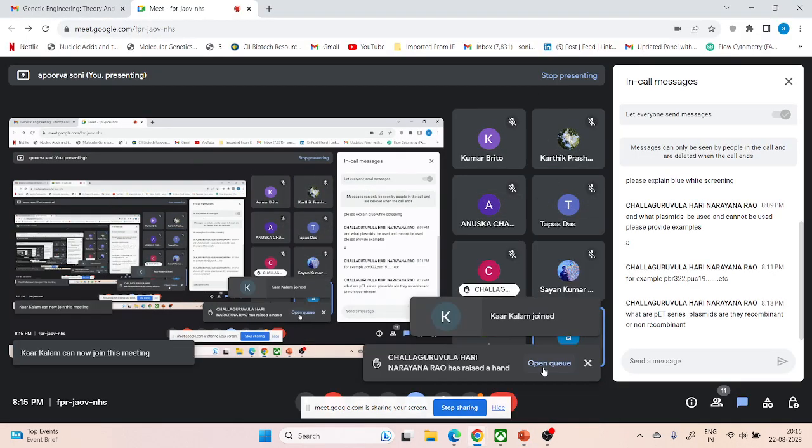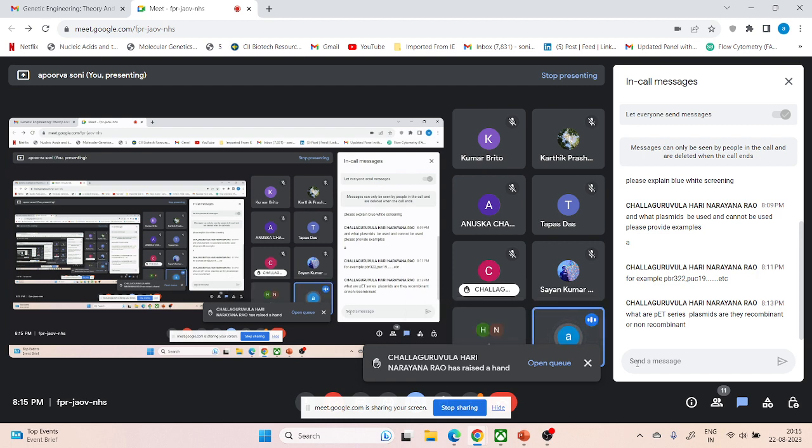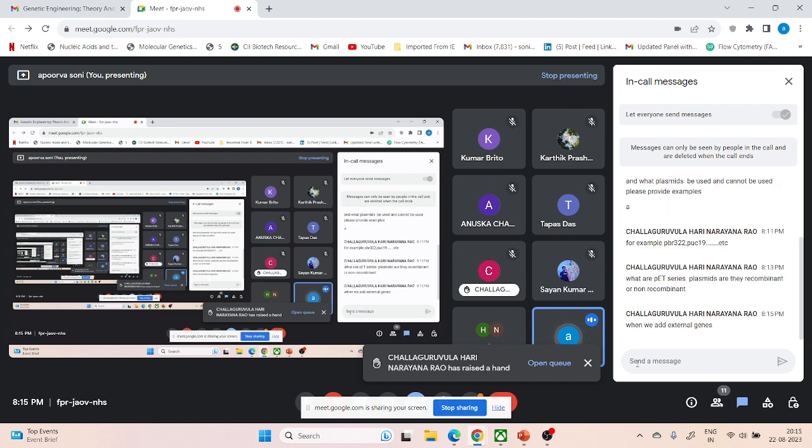What are pET series plasmids? Are they recombinant or not? So Narayan, what do you understand about recombinant and non-recombinant plasmid? When a plasmid will become recombinant, tell me. Any series of plasmid for that matter, whether it is a pET series, whether it is a pUC series, whatever series it is. When will a plasmid become recombinant?